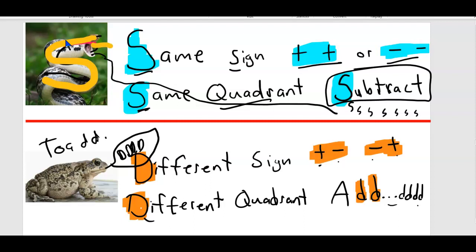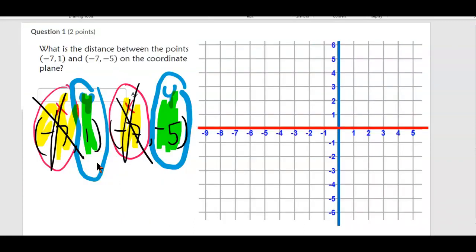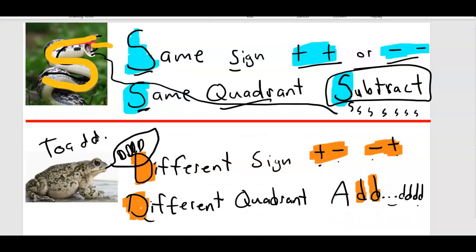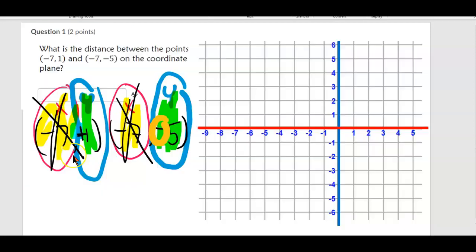Let's go back to our problem and see what we have. If we didn't have a graph, how would we know where these are? Look at the signs in front. Here's a negative, and I don't see a sign here. There's no sign. That would be a positive then. If it doesn't say anything, it's a positive. So different. Is that a toad or is that a snake? That's a toad. And what do we do with toads? We add them.